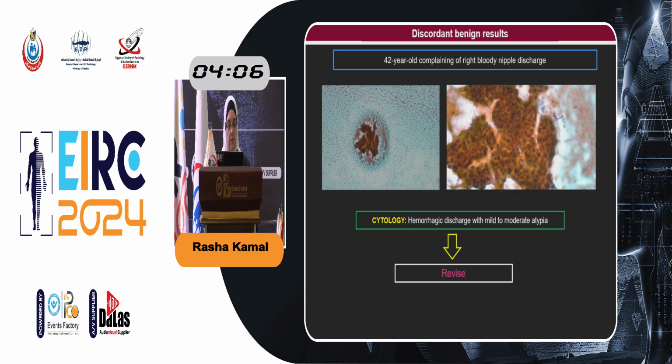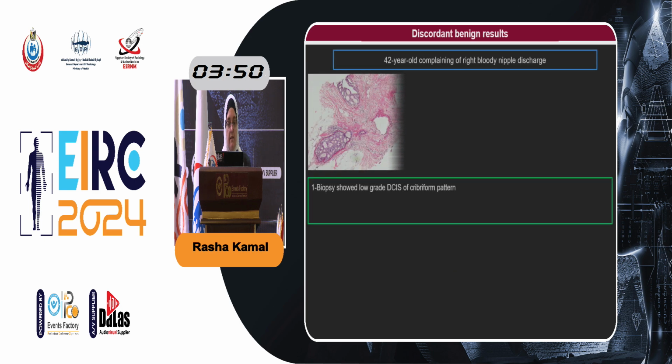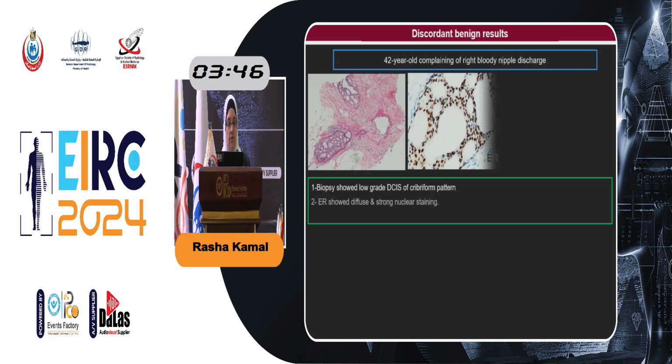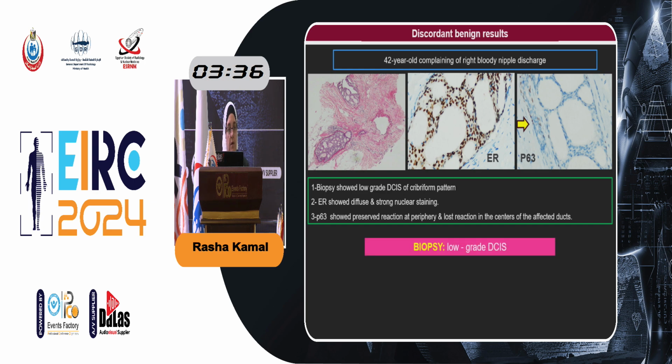In the MDT, when we saw the case, I told them, no, this does not fit with the diagnosis of an intraductal papilloma. Yes, there is an adjacent dilated duct, but this is not an intraductal lesion, and this does not fit with an intraductal papilloma. So we had to re-biopsy the case, and the biopsy showed low-grade DCIS of cribriform pattern. It was positive for ER, and this was a marker that is made to ensure that there is no invasion. So the biopsy report came with a low-grade DCIS.